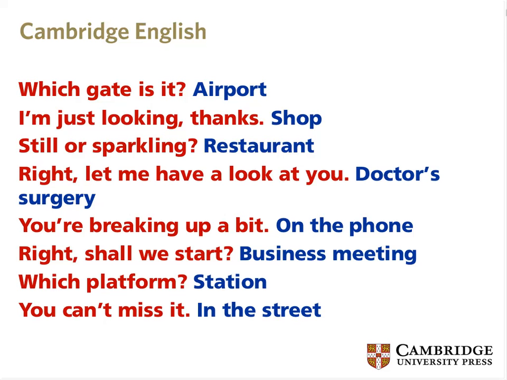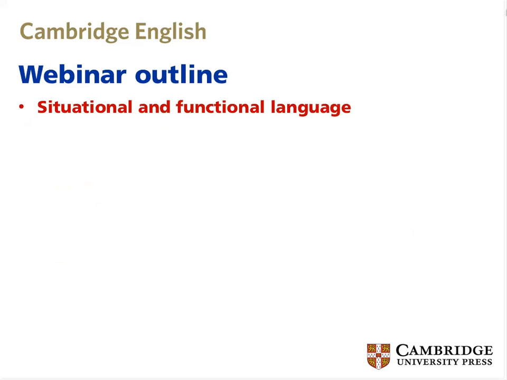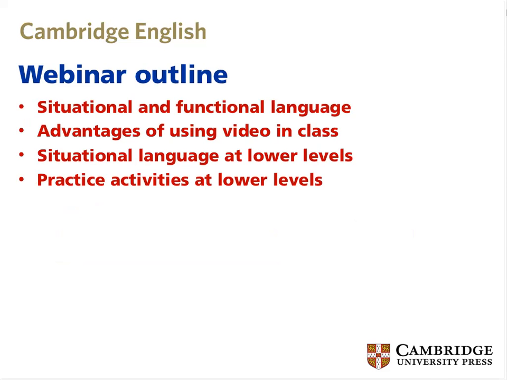So this is a kind of language, particularly at lower levels, where we're looking at what's the best way to teach. Just before we really get into it, here's a little outline of what we're going to be talking about today. First, I'm going to look at the difference between situational and functional language. Then look at the advantages of using video in class to present this kind of language. Then we'll look at some examples of situational language at lower levels, and then some ideas on good practice activities to use for this language at lower levels.